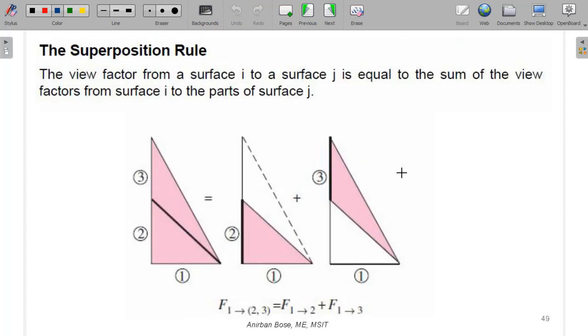Here there are some more rules, like the superposition rule. With the help of that, we can simplify some of the complicated problems to finding out a few factors. You see that if you consider 2-3 as a surface, we can consider this surface as this is 2 and plus this is 3. So the result for F1 to 2-3 will be exactly the same as view factor 1 to 2 plus view factor from 1 to 3.